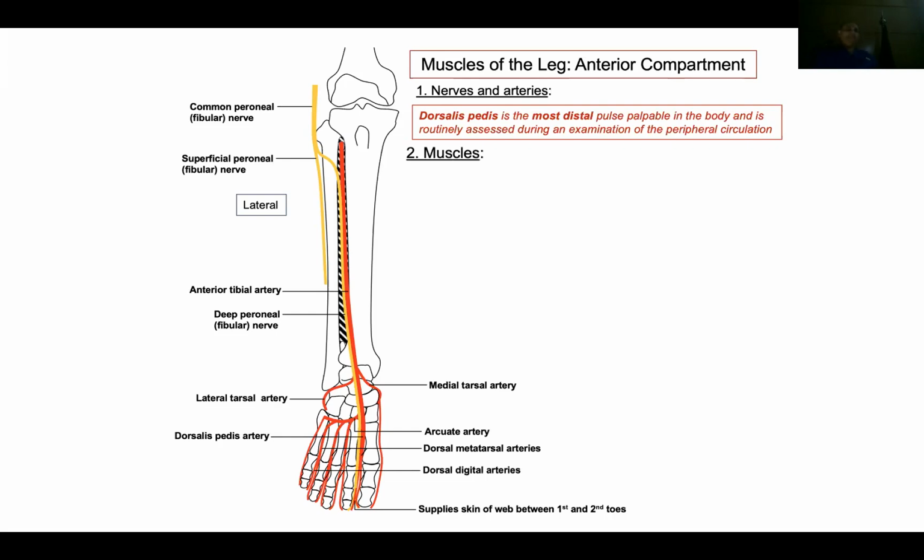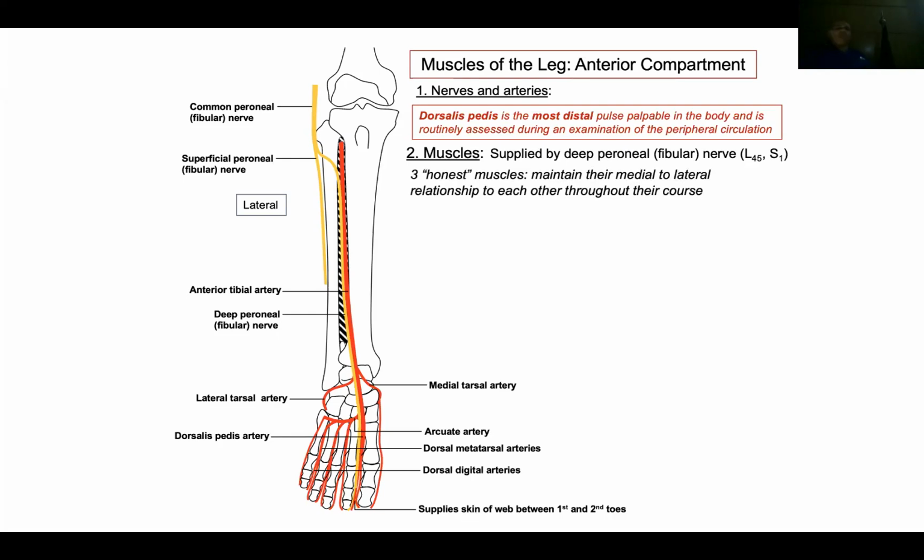Now, let's take muscles. The first layer is the bones, then we have the neurovascular bundle, and now we are bringing muscles here. These muscles are supplied by the deep fibular nerve, and the deep fibular nerve has reached there. Now what it has to do is give muscular branches. These muscular branches are usually not named.